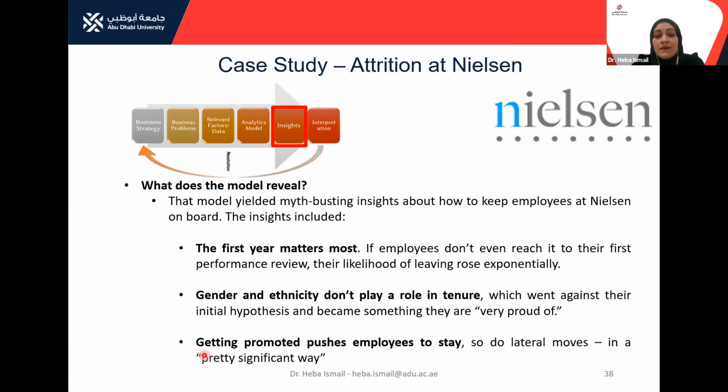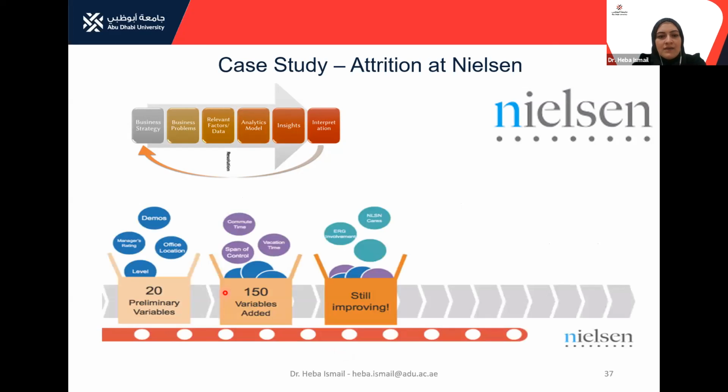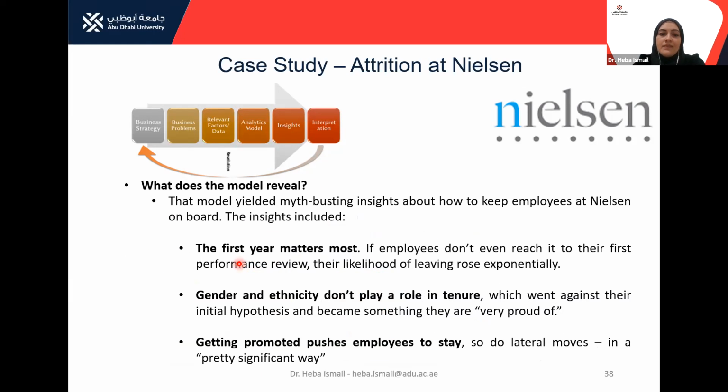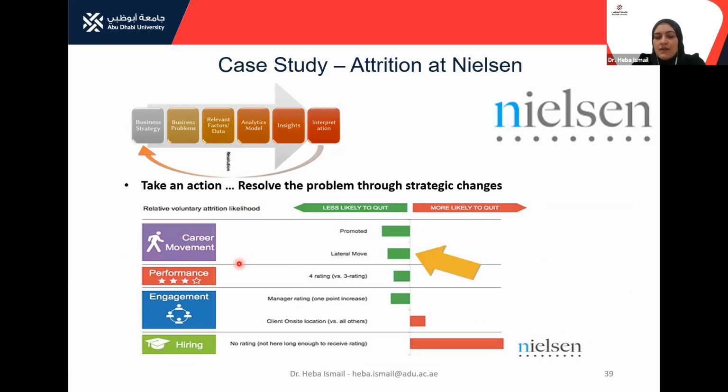Also, they found that getting promoted is more likely to encourage employees to stay with the company, reducing chances of attrition. All of these act as variables in our regression model. Evaluated by what? Evaluated by this formula. This is our score against which we are evaluating the impact of these variables. So, how did they use these insights? What kind of change did they make?